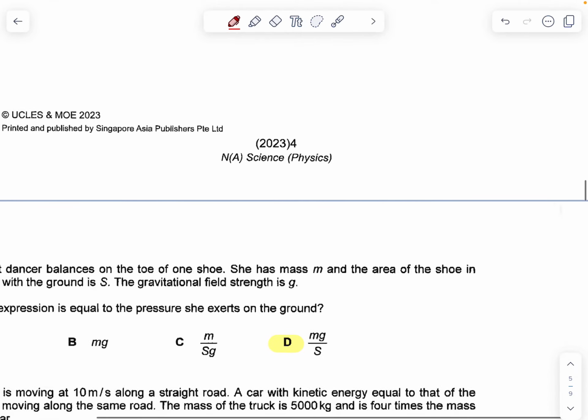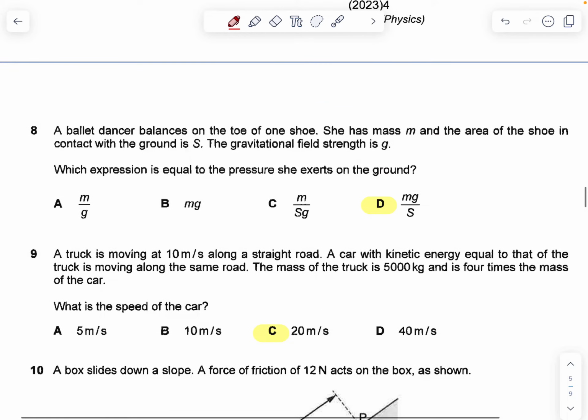Question 7 not tested. Question 8. A ballet dancer balances on one toe of one shoe. She has mass m. The area of the shoe in contact with the ground is S, which is capital A. The gravitational field strength is g. What is the expression for the pressure she exerts, small p, on the ground?